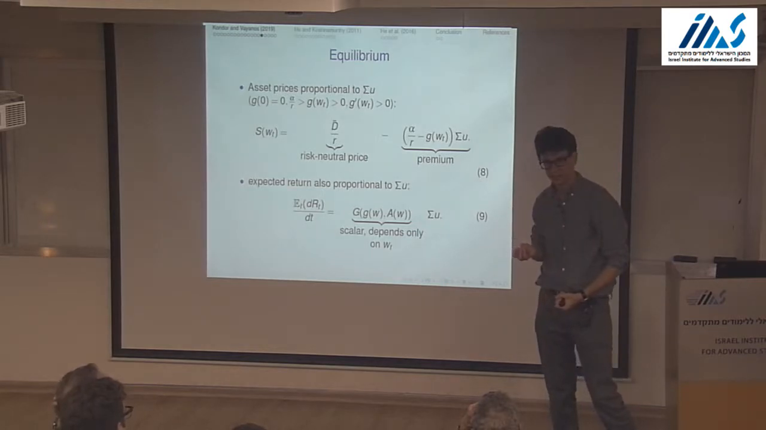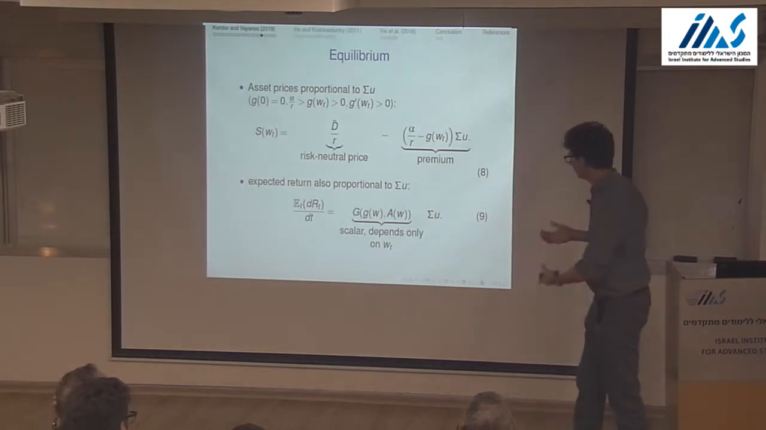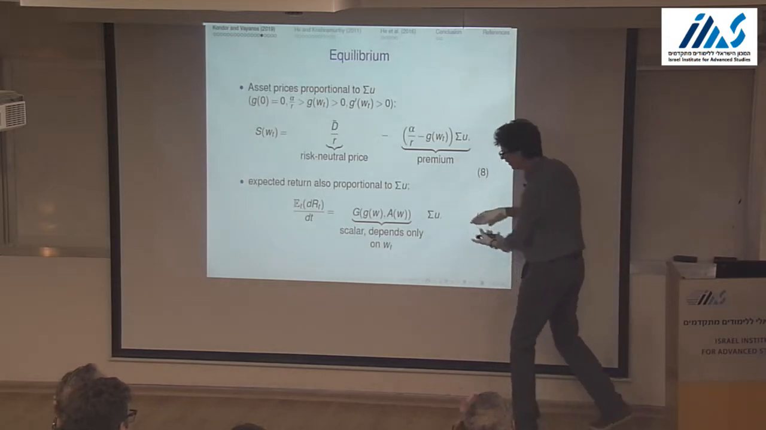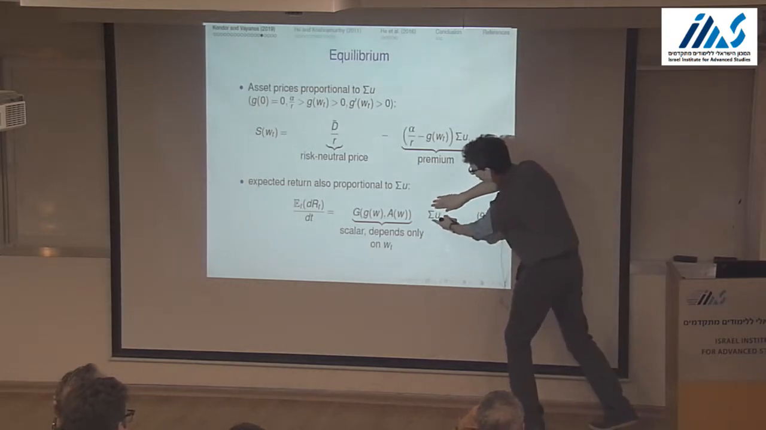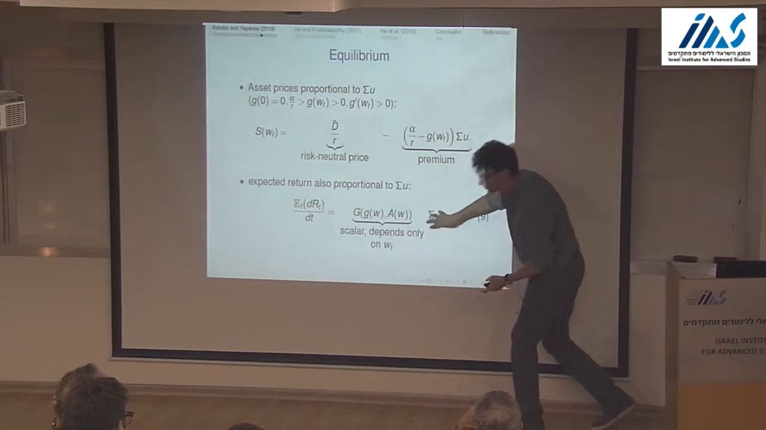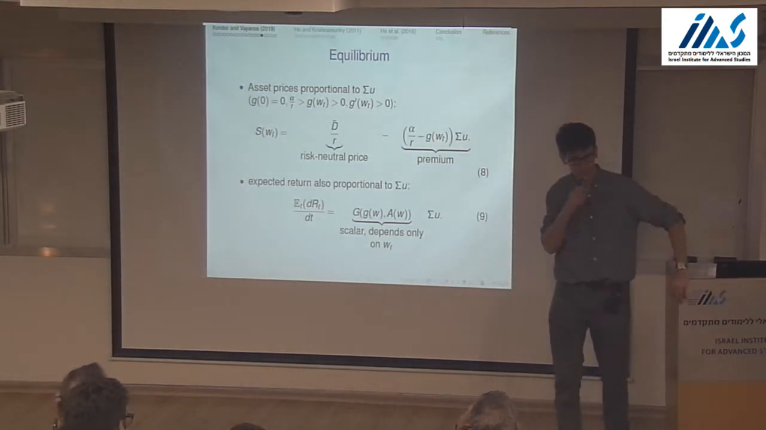Okay? So very similar logic to standard asset pricing tells you that the cross-section of asset prices will be related to the sigma U term. Okay?